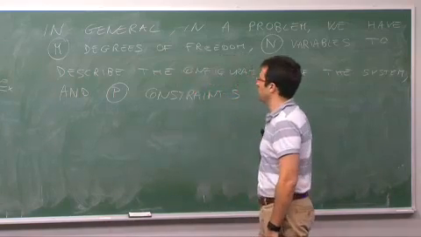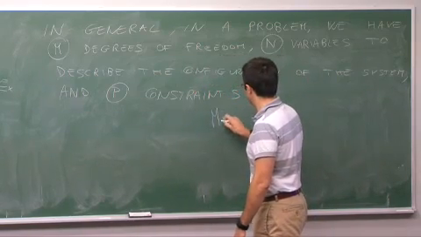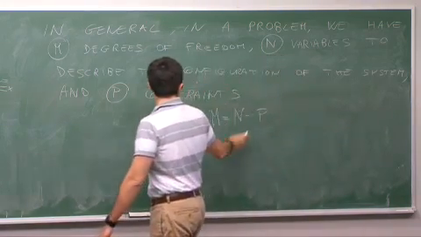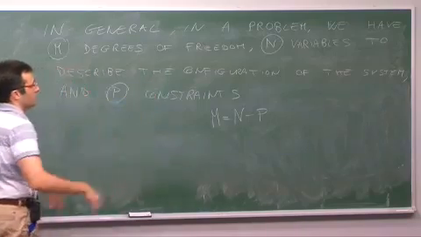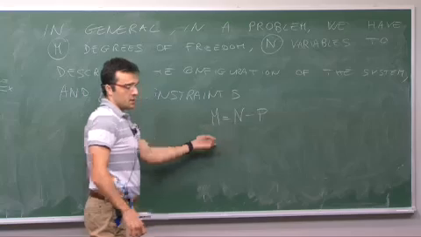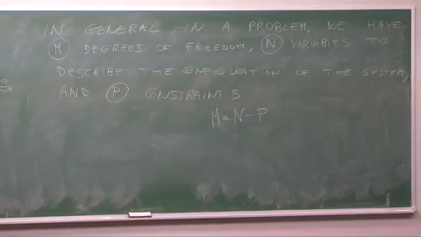And the relationship here is the following. M, the number of degrees of freedom, is n minus p, right? So if I start from the free motion of a particle in 3D space, that n is 3, then you start adding constraints, and that brings down your degrees of freedom, right?